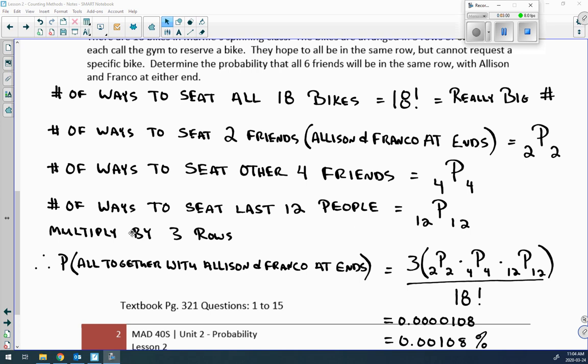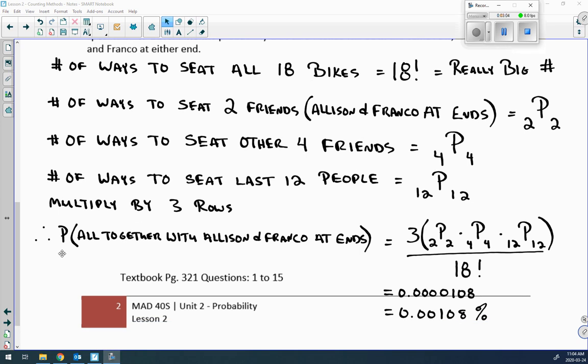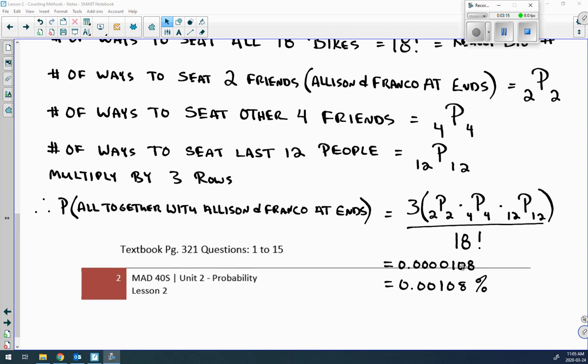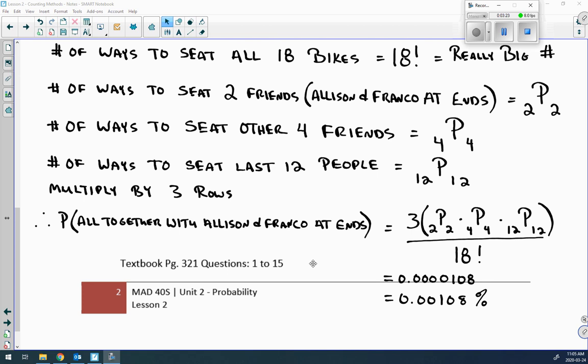Now, we have to multiply by 3 because there are 3 rows. So what is the probability that they're all together with Allison and Franco in the ends? Well, that's 3 times all those values above multiplied together and then divided by 18 factorial, because that's the total amount. So we get a really, really small number. If we figure it out, it's 0.00108%. So a very, very small probability that they'll be seated together with Allison and Franco in the end. Okay, so that concludes lesson 2.